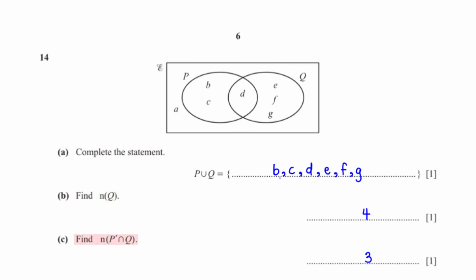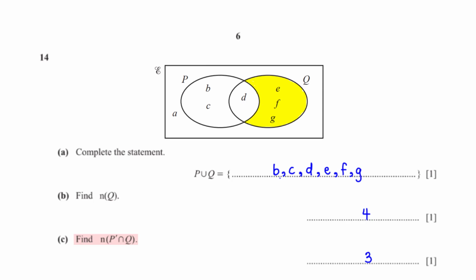Find n of P complement intersection Q. In other words, we are to state the number of elements that are in set Q but not in set P. These elements are 3 in total.